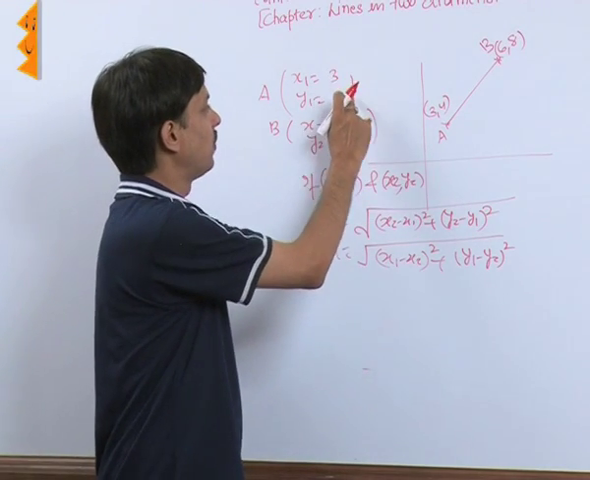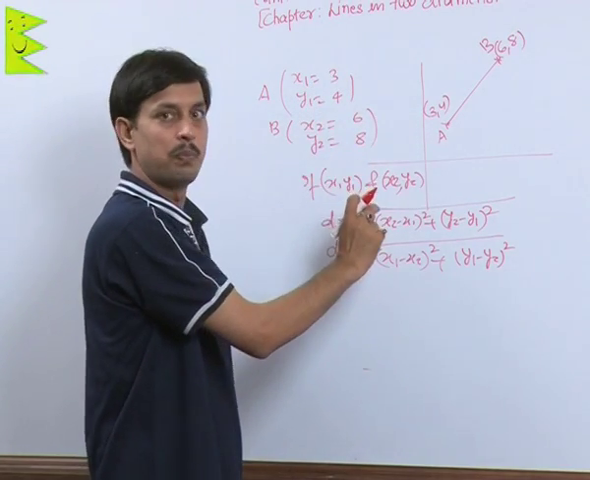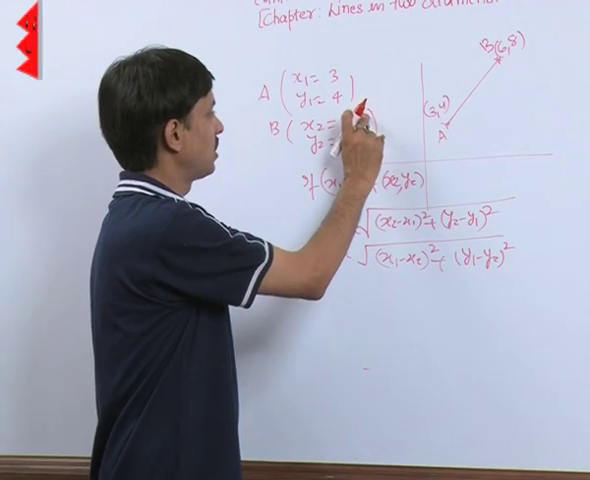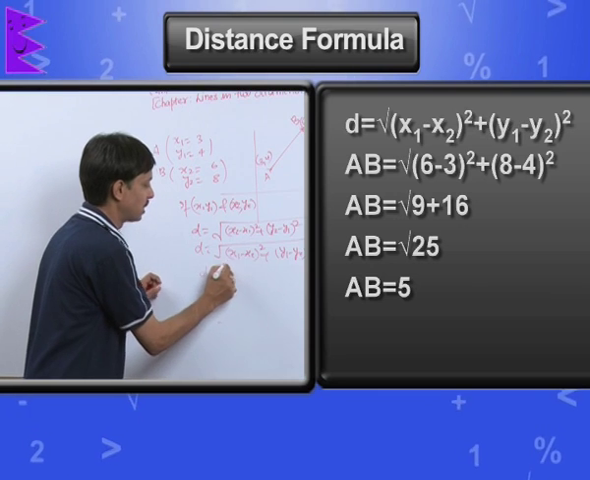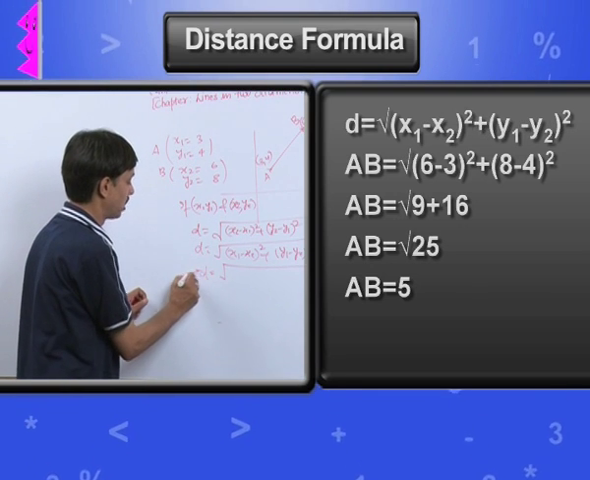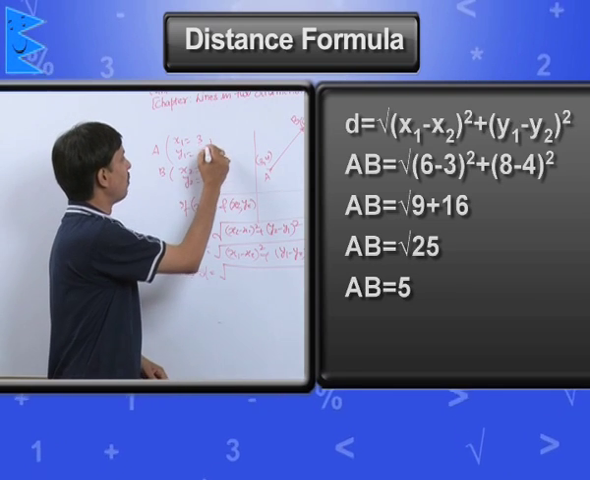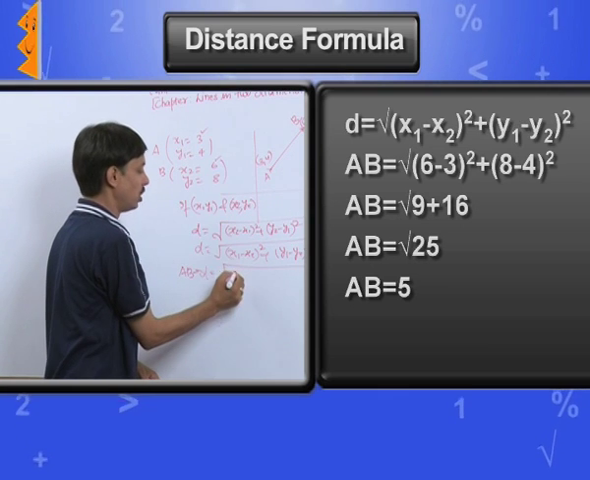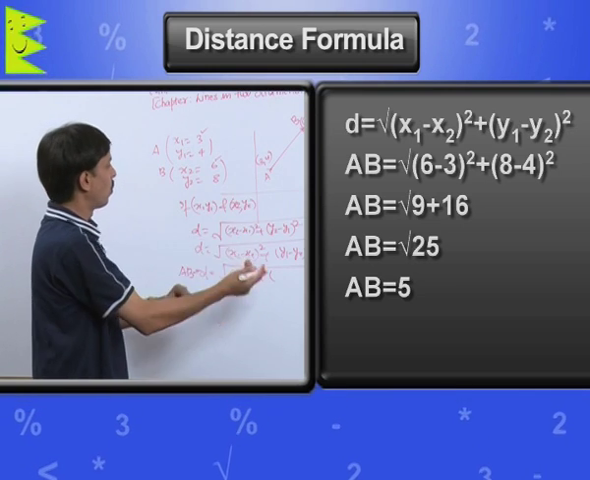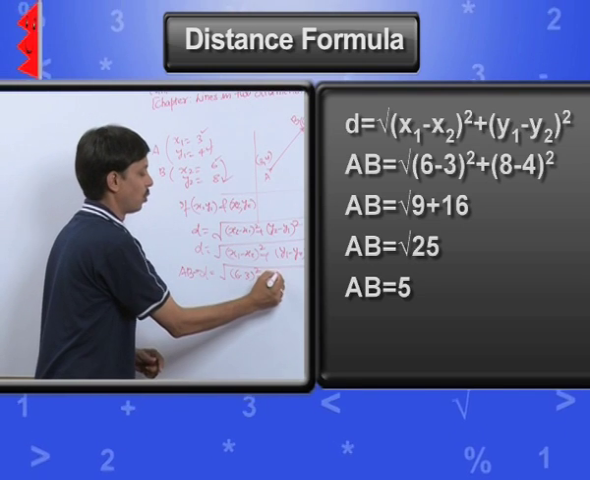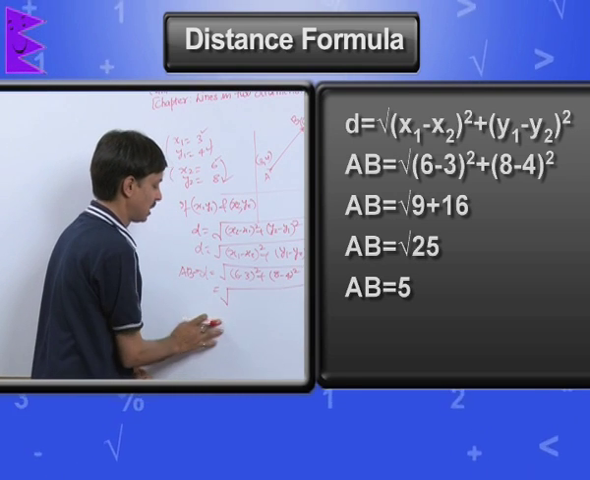So x1 is 3, y1 is 4, x2 is 6, y2 is 8: abscissa 3 and ordinate 4 in the first position, abscissa 6 and ordinate 8 in the second situation. If we find the distance between these 2 points, which you can denote by AB, AB is equal to the root of (x2 minus x1), that is (6 minus 3) whole square, plus (y2 minus y1), that is (8 minus 4) whole square, and finally the square root, as the proof of the distance formula has been told to you.